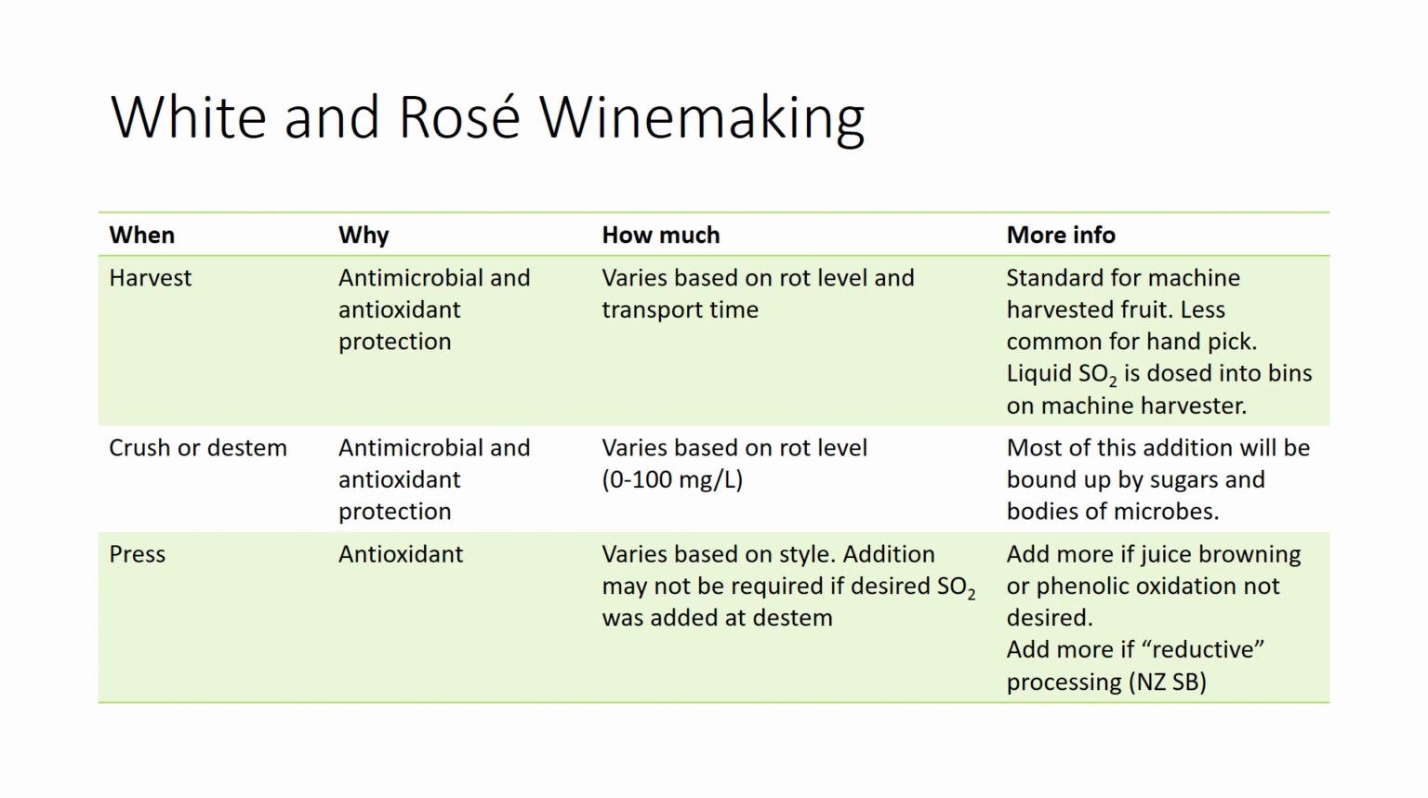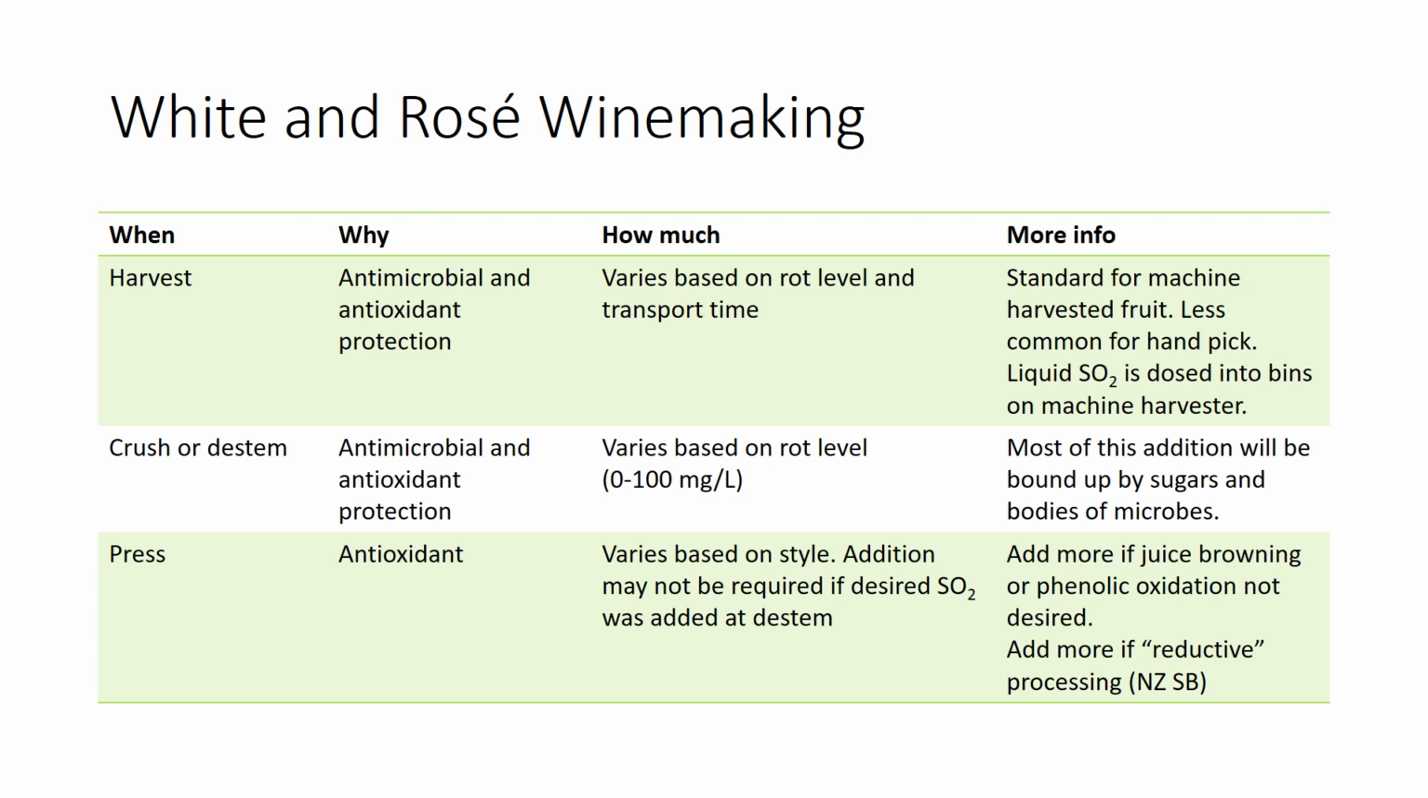Moving on to white and rosé winemaking. During harvest, we're adding sulfur dioxide for antimicrobial and antioxidant protection, and just like the reds, it varies based on rot level and transport time between vineyard and winery. For crushing and destemming of our white fruit, we're also adding it for antimicrobial and antioxidant protection, again varying based on rot level. And things start to diverge here between our whites and our reds at the press stage.